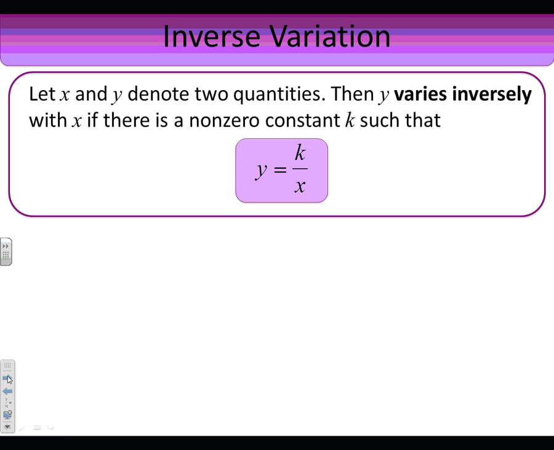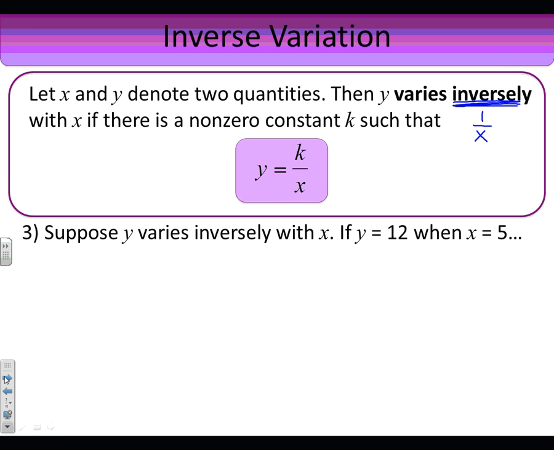So we're varying inversely. Before we had y equals k times x. Well, the inverse of x is 1 over x. So now we have y equals k times 1 over x, or in other words, y equals k over x. So y and x vary inversely with each other.